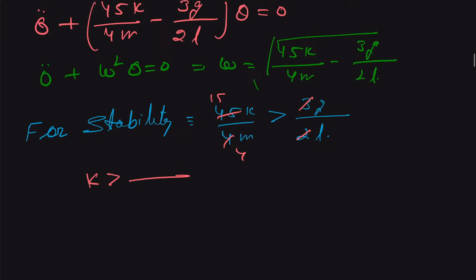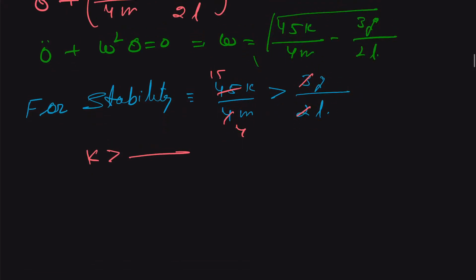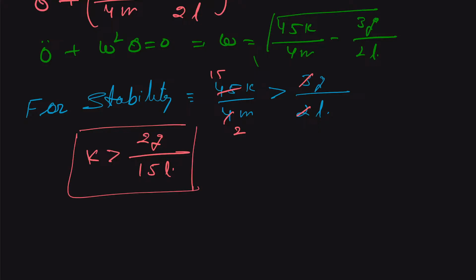Therefore we get that our k should be greater than, it goes by 2, and the k should be 2g upon 15l. So this is the value of the spring constant, because the other spring constant is our 2k, so we simply multiply it by 2. Come to next question.